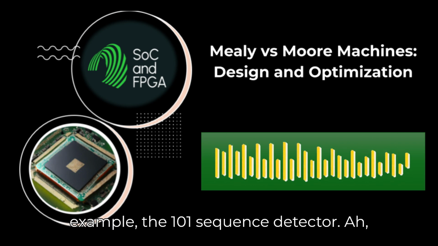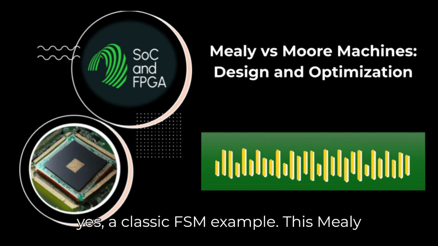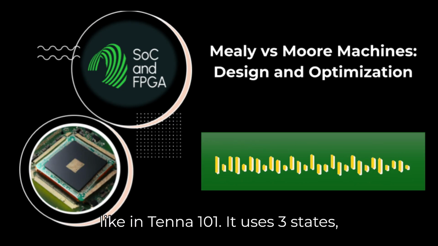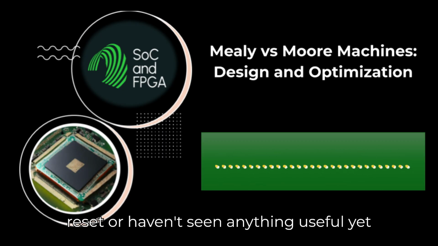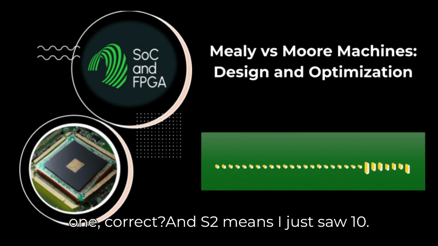The sources use a great example, the 101 sequence detector. Yes, a classic FSM example. This Mealy version detects 101, allowing overlaps, like in 10101. It uses 3 states, S0, S1, S2. S0 is like the reset or haven't seen anything useful yet state. Right. Then S1 means I just saw a 1. Correct. And S2 means I just saw 10.